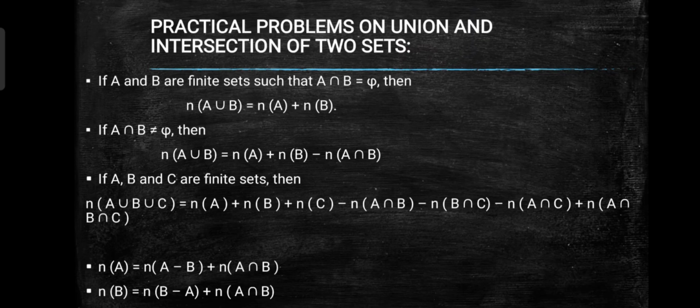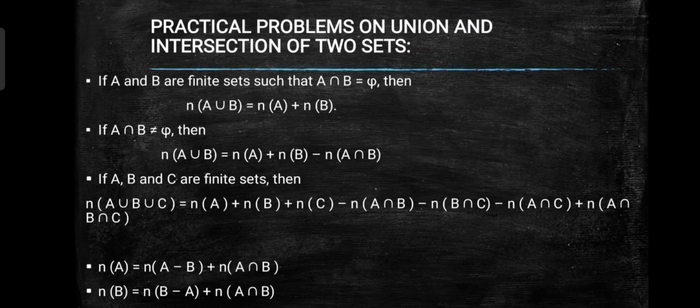To get n of A minus B, what are you doing? You're taking out the intersection part of A. So n of A minus B is equal to n of A minus n of A intersection B. So just take the minus n of A intersection B to the other side. Then what will you get? The equation will come out to be n of A is equal to n of A minus B plus n of A intersection B. Same way for B as well.